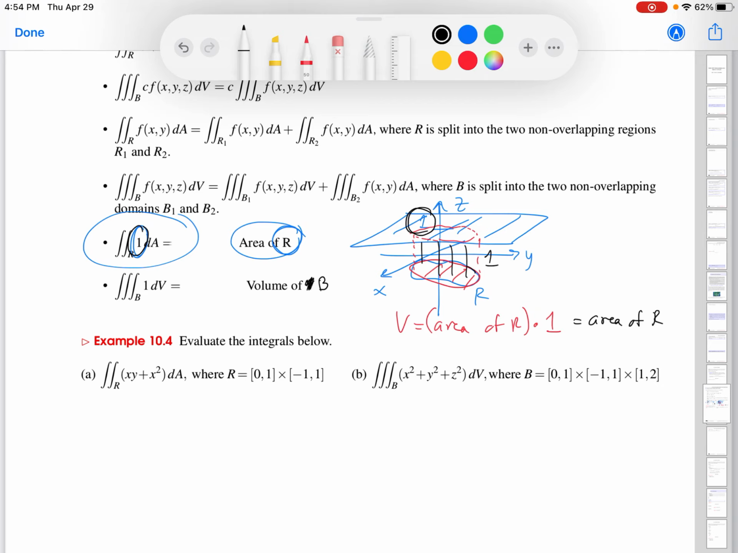And it doesn't matter whether R is rectangular, doesn't matter what shape R has. So that's just a very quick, intuitive way to understand why this volume integral, a double integral that produces a volume, produces an area of a region.